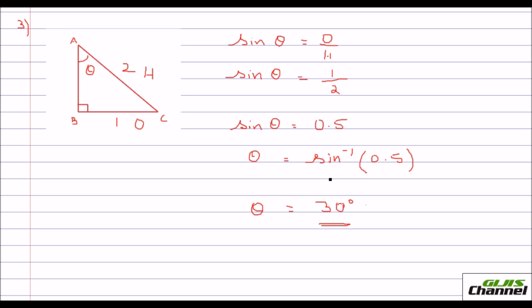Remember, the inverse trigonometric ratios we use to find the angle. Whether it is sine inverse or cos inverse or tan inverse, we find these to get the unknown angle. These are the 3 possible problems which you can expect with the sine ratio.